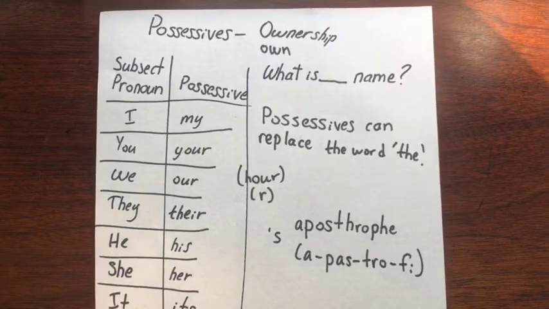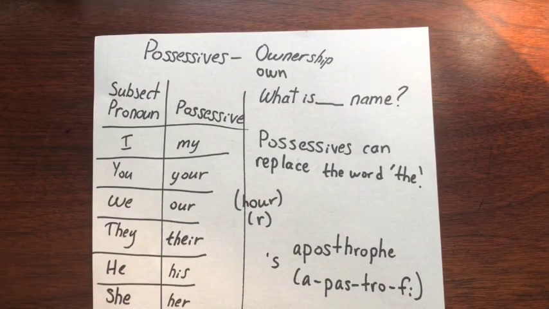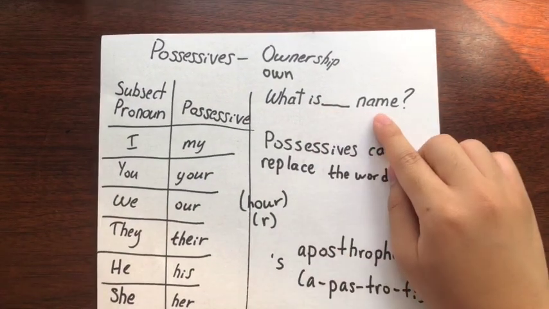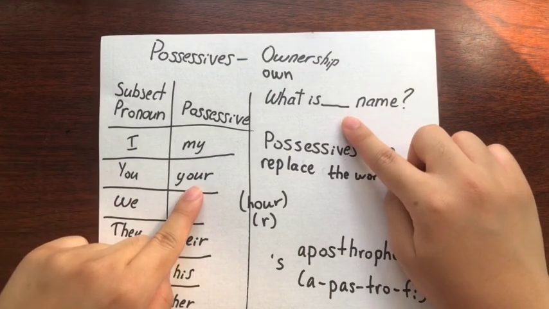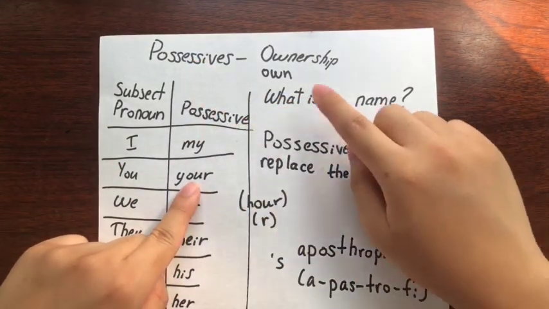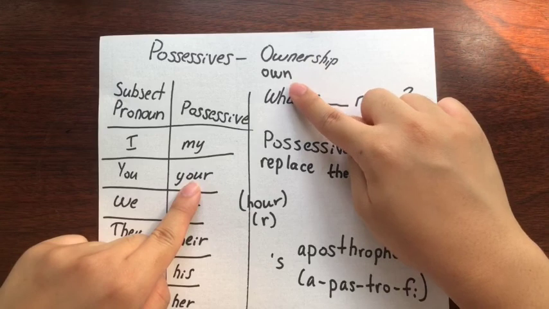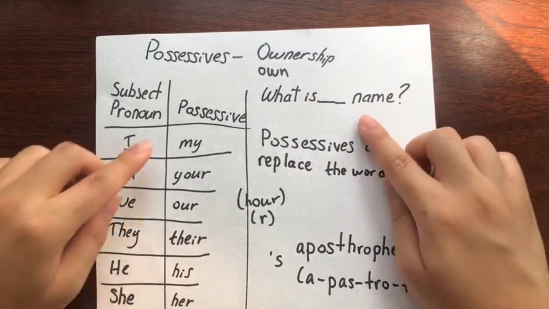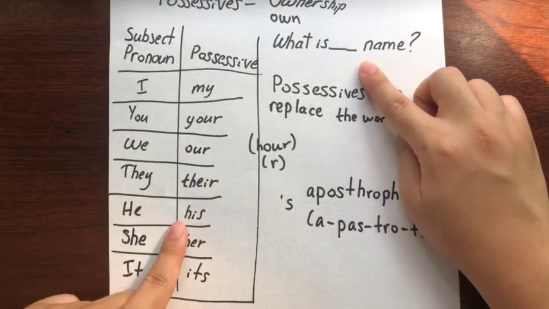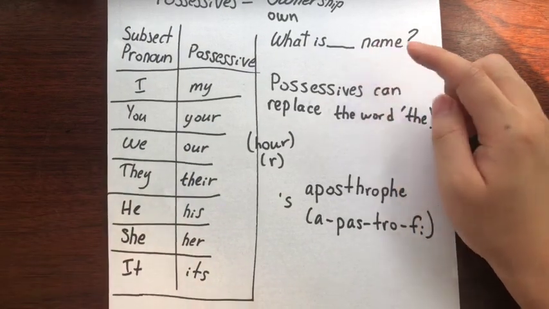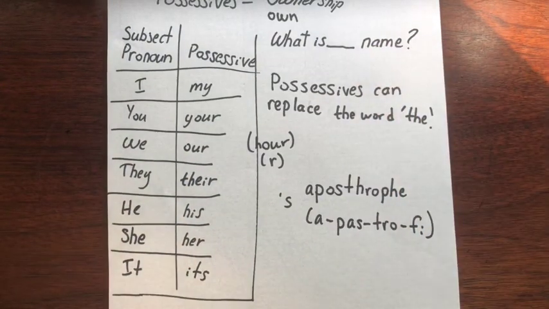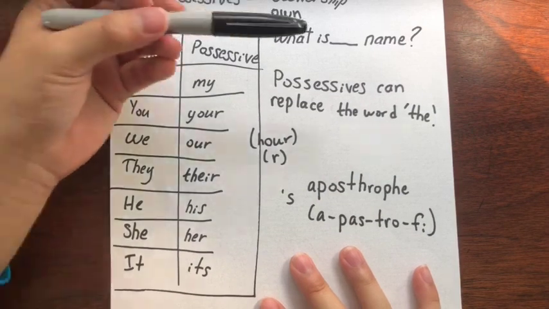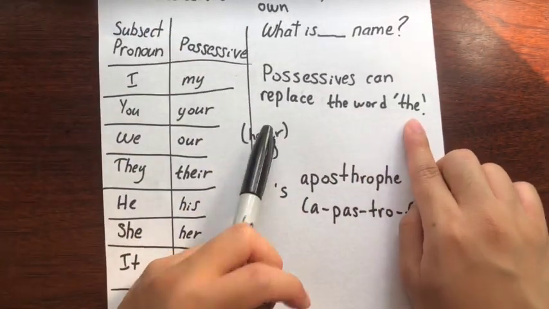So the most common question we have with possessives is, what is your name? So possessives show ownership, something that you own. You have your name. What is your name? What is my name? What is our name? What is his name? What is her name? So we use possessives and they can replace the word the.